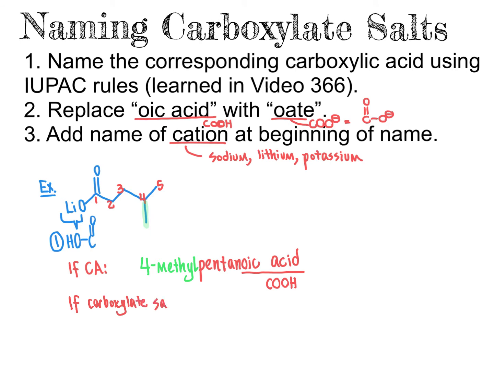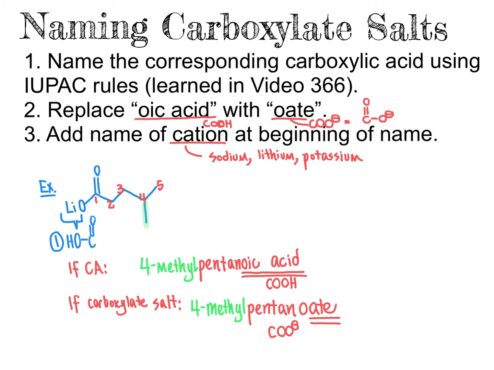And so what we do in this case scenario, following the IUPAC rules, we're going to replace the oic acid of the corresponding carboxylic acid with ate. So I'm just going to rewrite the name that we have come up with for the carboxylic acid, 4-methylpentanoic acid, and change it into 4-methylpentanoate, where that ate suffix takes the place of oic acid since we no longer have a COOH group, but instead we have a COO- group.